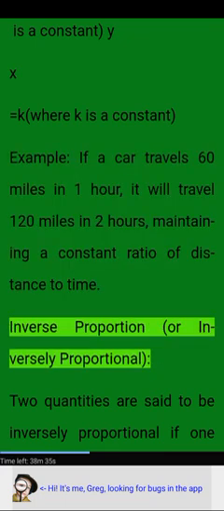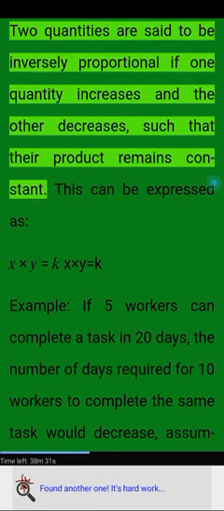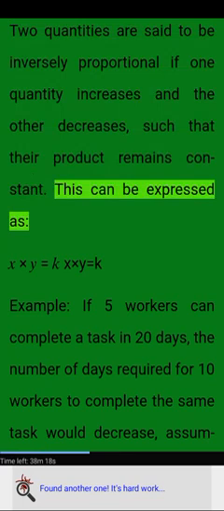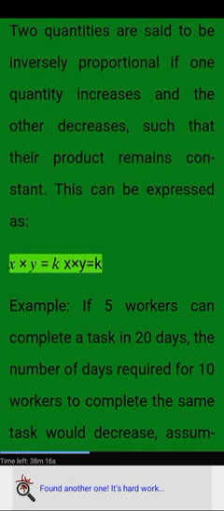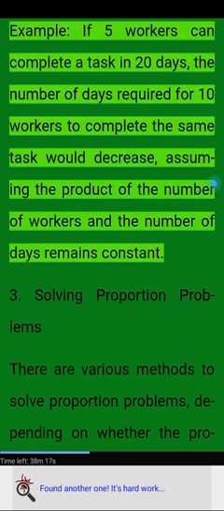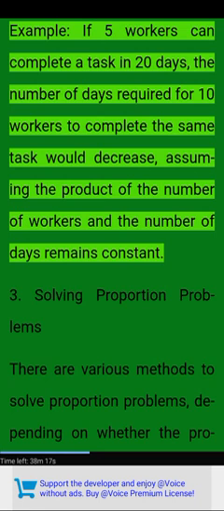Inverse proportion, or inversely proportional. Two quantities are said to be inversely proportional if one quantity increases and the other decreases, such that their product remains constant. This can be expressed as x times y equals k. Example, if 5 workers can complete a task in 20 days, the number of days required for 10 workers to complete the same task would decrease, assuming the product of the number of workers and the number of days remains constant.